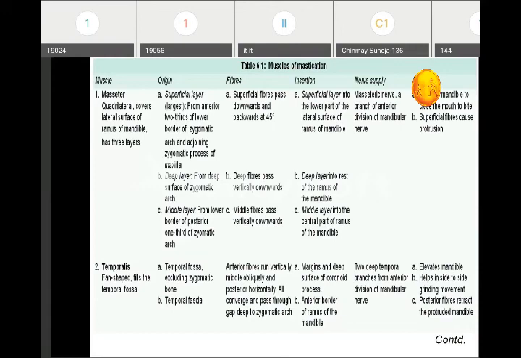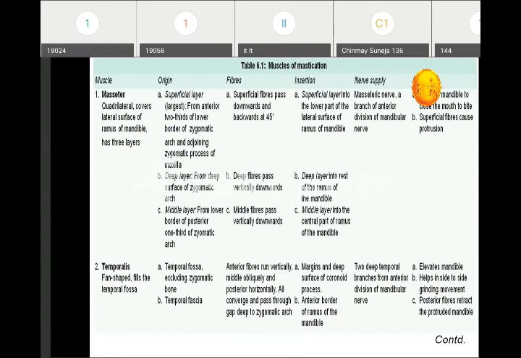Masseter muscle. What is it? It has three heads: superficial layer, deep layer, and middle layer. Superficial from the anterior 2/3 of lower border of zygomatic arch. Remember, masseter muscle takes origin related to the zygomatic arch. The superficial part from the anterior 2/3 part of lower border, middle layer from the posterior 1/3 part, and the deeper layer from the deep surface of zygomatic arch. All three will unite and get inserted over the lateral surface of the ramus of the mandible.